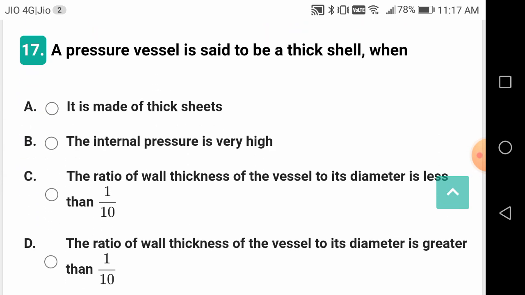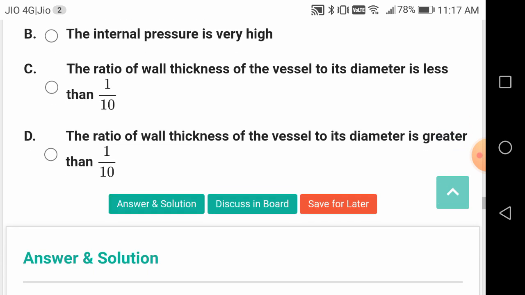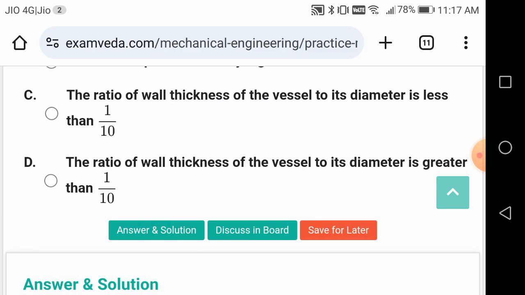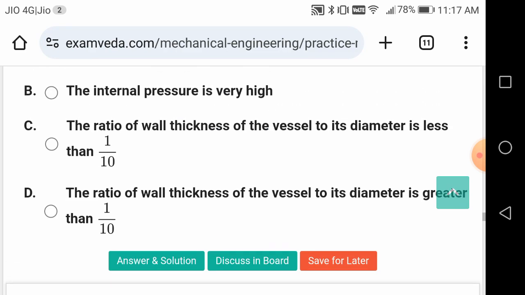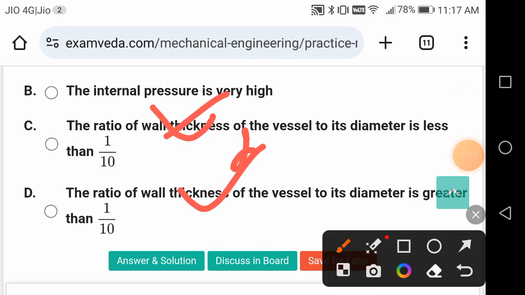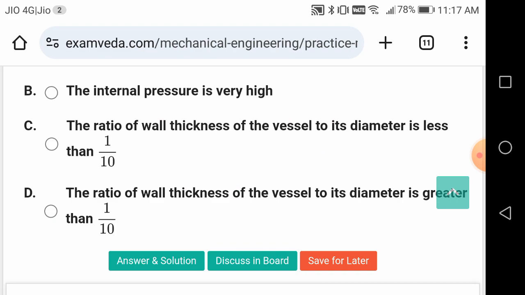A pressure vessel is said to be a thick shell. This depends upon the diameter and thickness ratio. The ratio of wall thickness of the vessel to its diameter is greater than 1 by 10. That is, T by D is greater than 1 by 10, which means T is greater than D by 10. Then it is said to be a thick pressure vessel or thick cylinder.